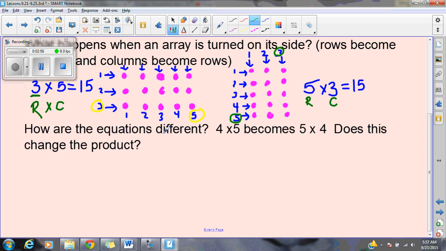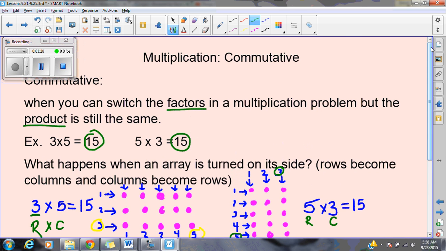How are the equations different? They're only different because the rows are 3 and the columns are 5, or if you use this expression, this would mean the rows would be 4 and the columns would be 5. Or in this one, the rows would be 5 and the columns would be 4. Does this change the product? We know that the answer is no, because we just proved it above by making an array. And this is what the commutative property is all about.